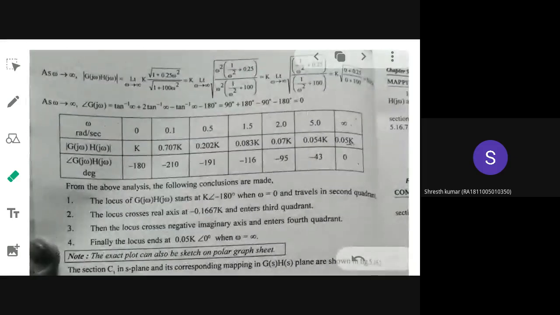This is where they have substituted omega is equal to infinity, in the same magnitude expression and in the angle expression, and they have obtained these values. The magnitude is 0.05 k and the angle will be 0, while for omega equal to 0 the magnitude is k and the angle is minus 180. With these two values we can determine where the plot is going to start and end. But in order to have an accurate plot, they have also used intermediate values like 0.1, 0.5, 1, 5.